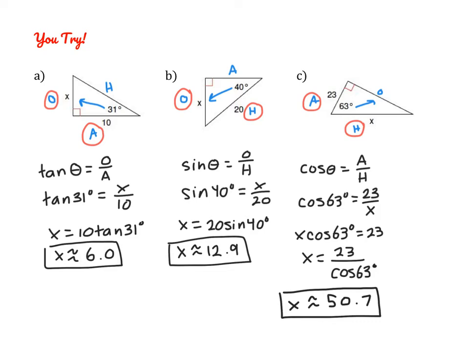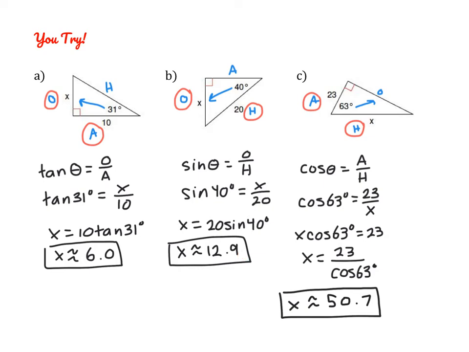For example A, we are working with opposite and adjacent, so we're going to use tangent. Tangent of 31 degrees is x over 10, and if you solve and use your calculator, you should get approximately 6.0. For example B, we're working with the opposite and the hypotenuse, which will be sine. So we have sine of 40 degrees equals x over 20, so x is approximately 12.9.